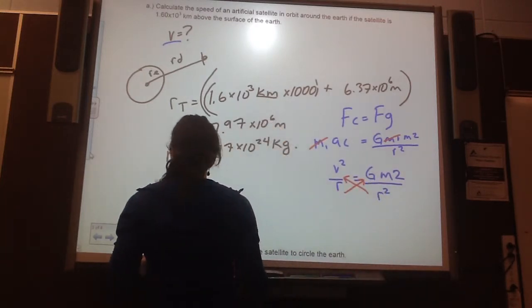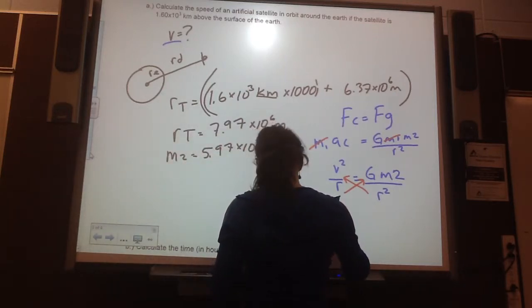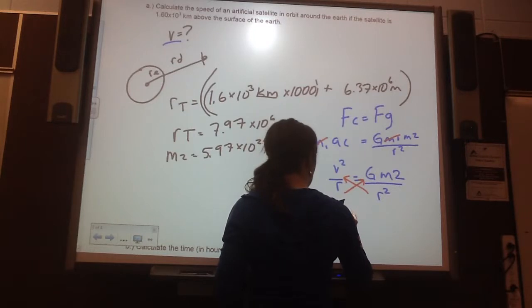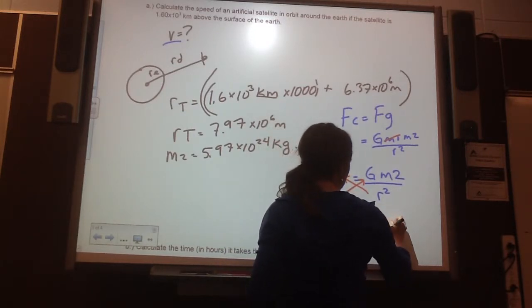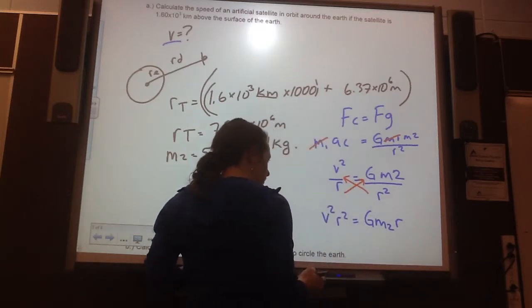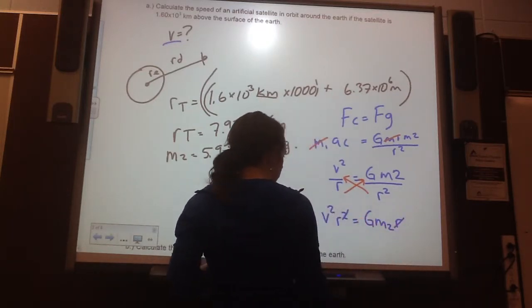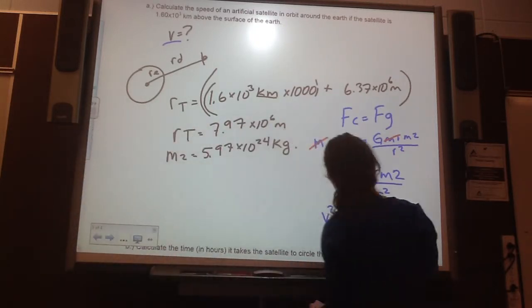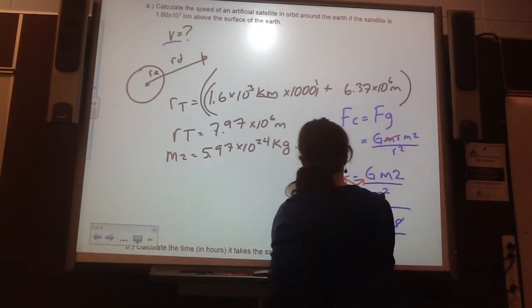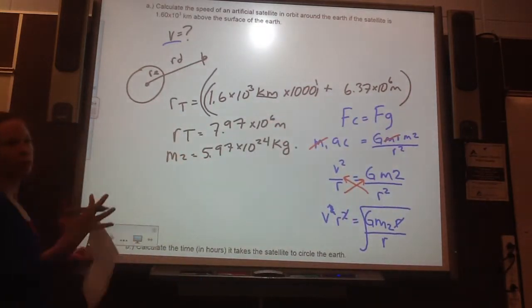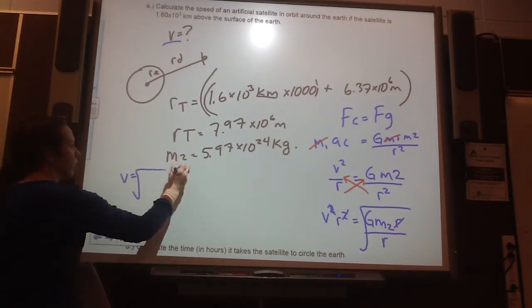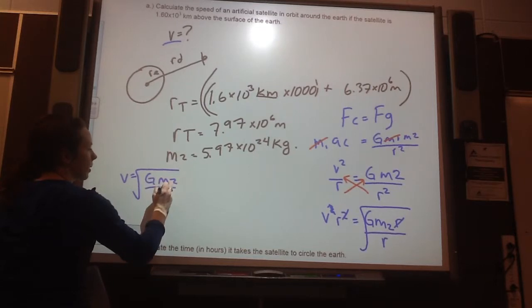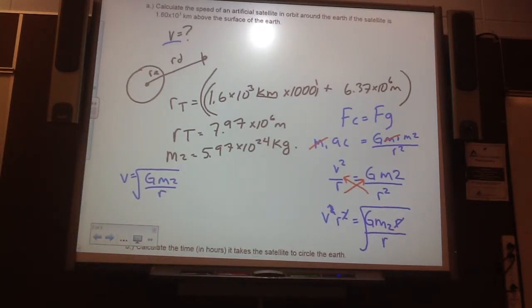Cross multiply now. So now I have V squared times R squared equals G times M2 times R. These two R's cancel out. I want to isolate for V, so I'm going to divide this side by R, and then I square root it to solve for V. So the formula that I use is V is equal to the square root of G times M2 divided by R. So if you take the time to rearrange your formula, you only have to do one calculation really, which is kind of nice.